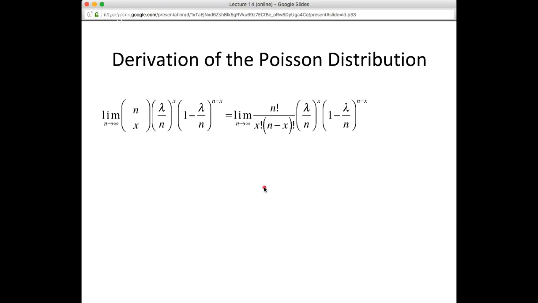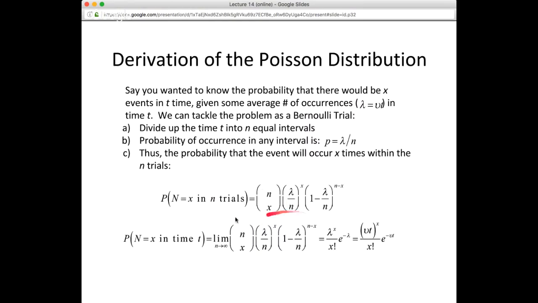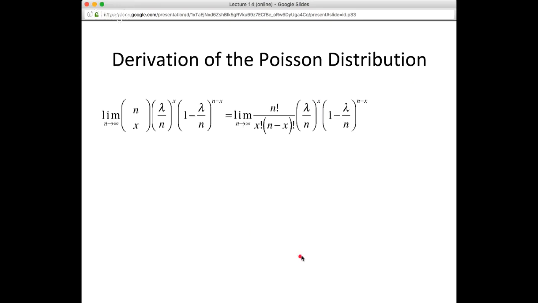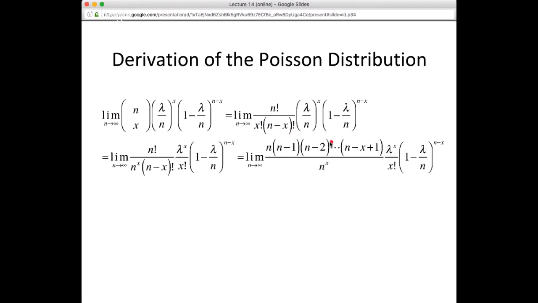So what I'm doing is I'm basically taking this quantity here, this limit, and I'm moving it over to the next page. So that's what we're seeing here. And then I can play with this a little bit. So I can go ahead and write out the binomial coefficient. It's going to be n factorial over x factorial times n minus x factorial. And everything else I think is the same here.